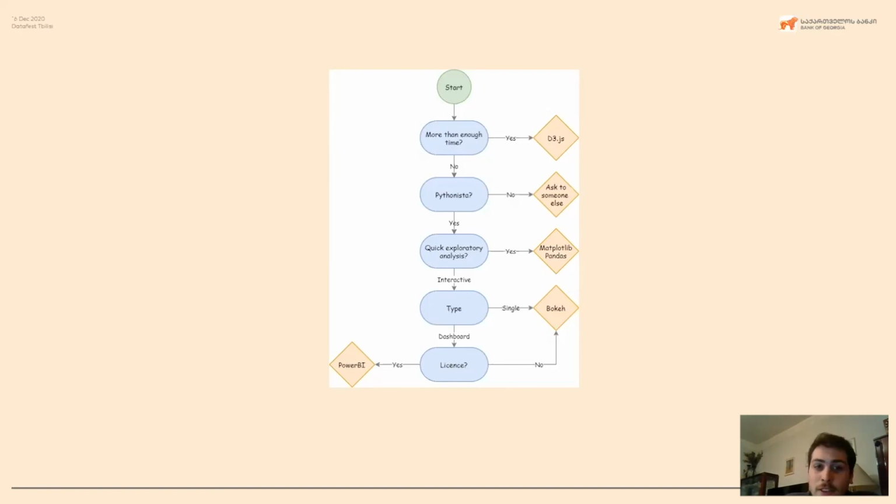So if we live in the real world and we don't have more than enough time, then we have to ask, do we know Python? Are we Pythonistas? If no, I don't have an answer to that. You should ask someone else. But if you are a Pythonista, the next question is, do you want quick exploratory analysis or not? If yes, matplotlib integrated in pandas is the best option. From my experience, I can say that.